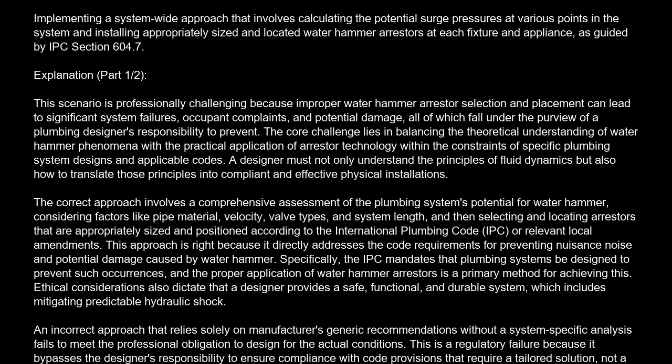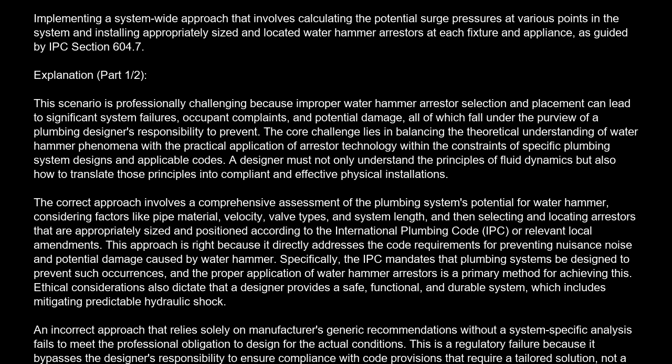Implementing a system-wide approach that involves calculating the potential surge pressures at various points in the system and installing appropriately sized and located water hammer arresters at each fixture and appliance, as guided by IPC Section 604.7. Explanation. This scenario is professionally challenging because improper water hammer arrester selection and placement can lead to significant system failures, occupant complaints, and potential damage, all of which fall under the purview of a plumbing designer's responsibility to prevent. The core challenge lies in balancing the theoretical understanding of water hammer phenomena with the practical application of arrester technology within the constraints of specific plumbing system designs and applicable codes.